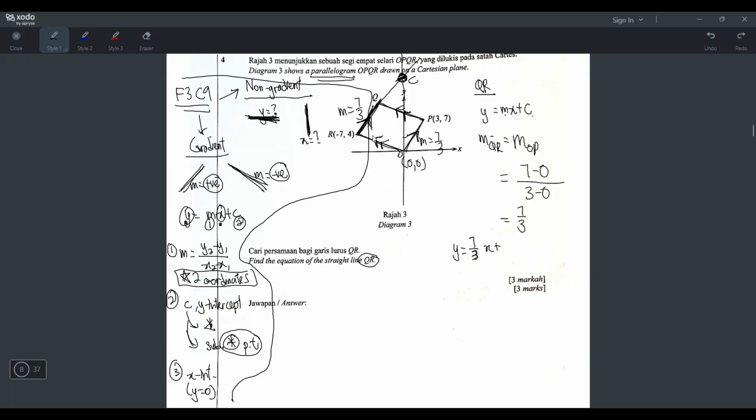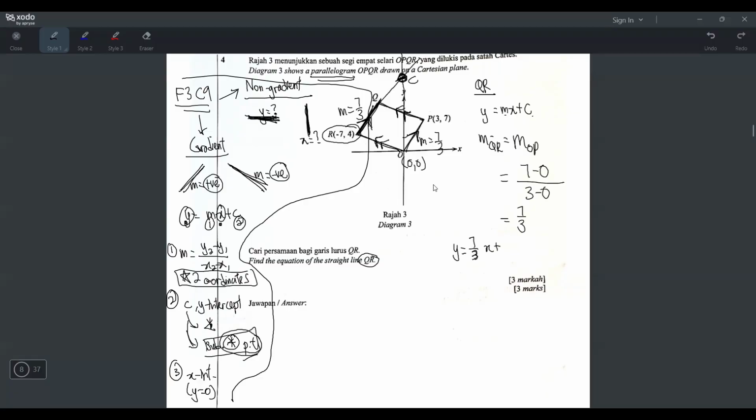So we can't get it from the diagram. So we have to use the second method, which is substitute a point, substitute x, y inside, but make sure the point we use passes through the line. The point that I will use here is this point, -7, 4, because the line passes through this point. You cannot use the other points, because the other points don't pass through, so you cannot use them. So that's why I put a star here and write passes through.